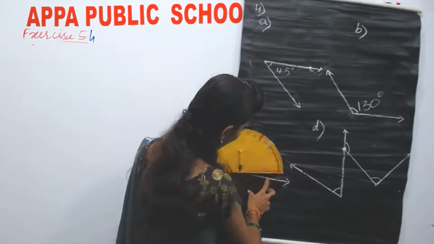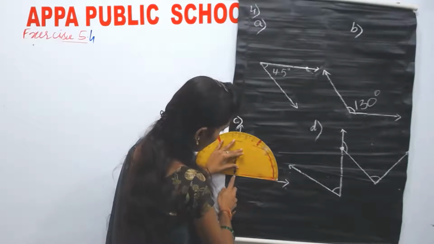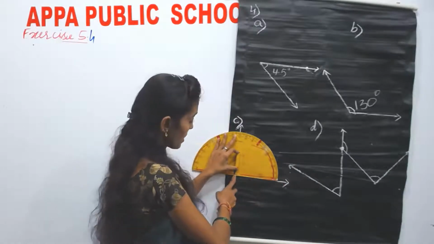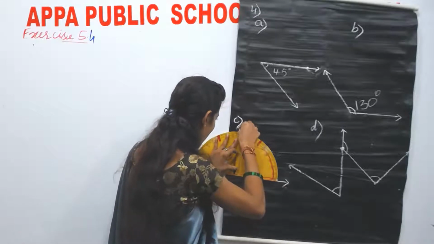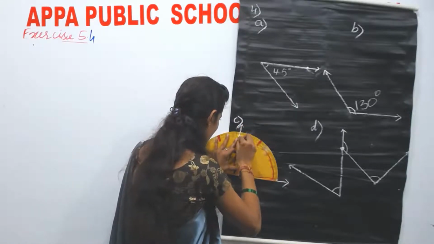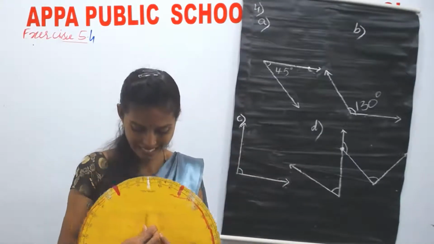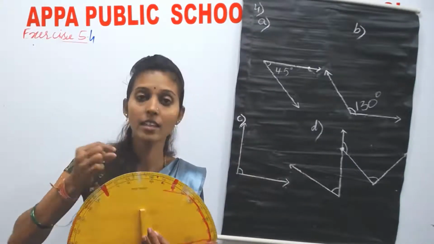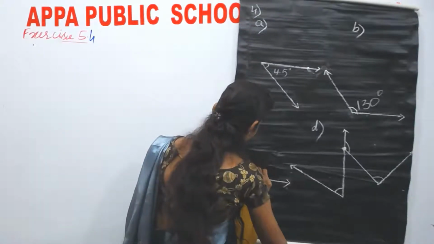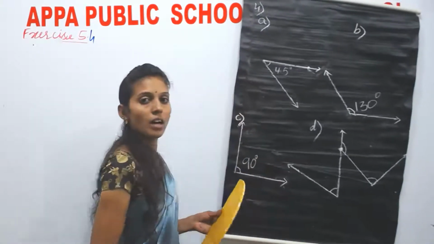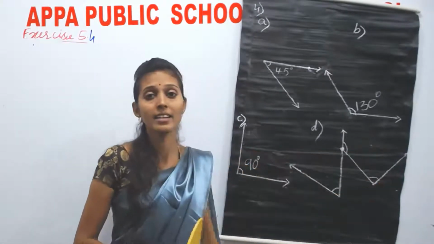Next, this one. See, even without measuring we can see it, but still let us. We have made a center here, baseline. This is the final ray, it is here. Right? What's the measurement? Exactly 90 degrees, isn't it? This is 90 degrees.